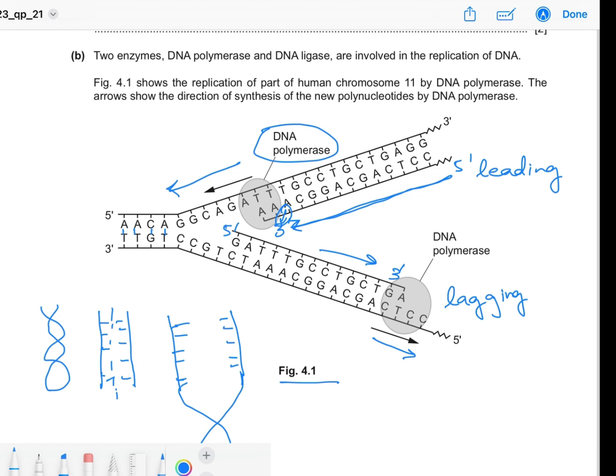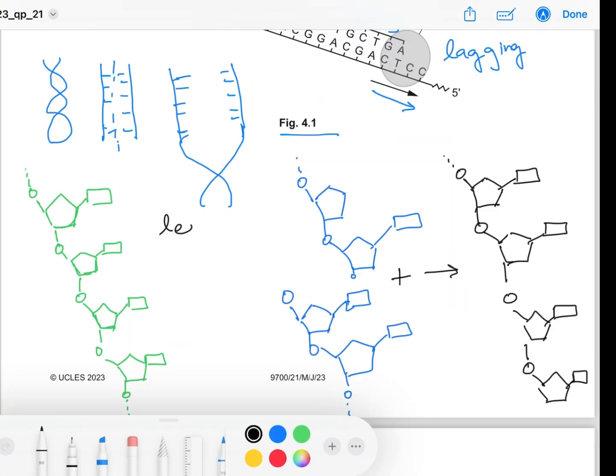On the lagging strand, DNA polymerase builds the strand in short segments known as Okazaki fragments. These fragments consist of a few nucleotides, and then DNA ligase is responsible for joining these Okazaki fragments on the lagging strand by catalyzing the formation of phosphodiester bonds to create the sugar phosphate backbone, whereas on the leading strand, DNA polymerase can build the new strand by directly forming phosphodiester bonds between adjacent nucleotides.